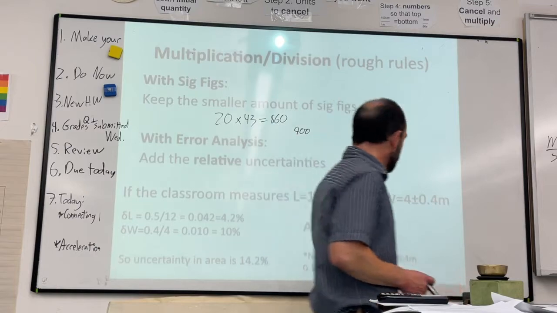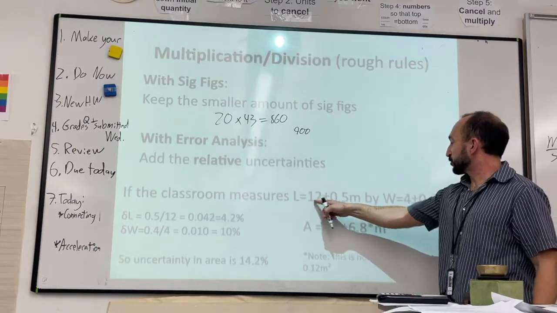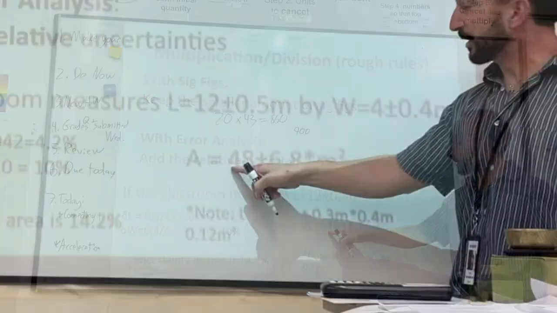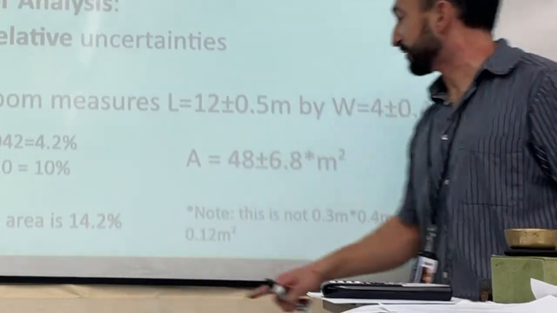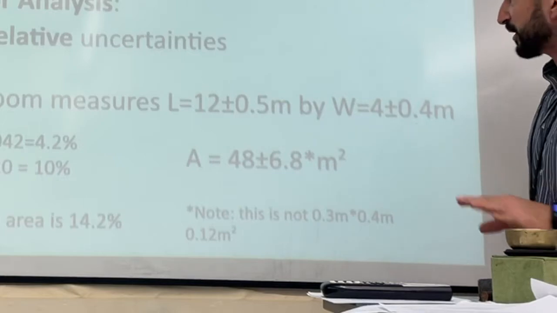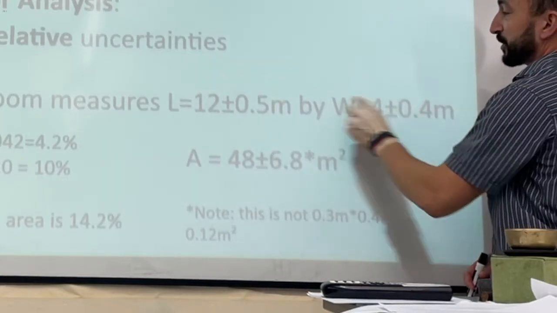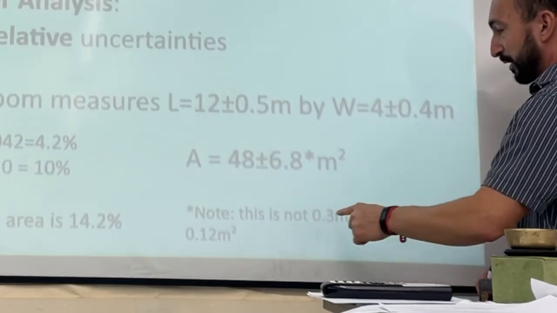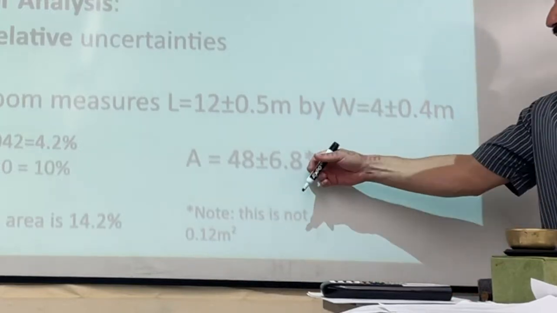So really what I would get is that the area is 12 times 4, 48 square meters, but my uncertainty is 14% of that, so it would be plus or minus about 7 square meters. This is very different than what would happen if you just multiplied the uncertainties together, right? 0.5 times 0.4 would just give you 0.2. This is a much bigger number.